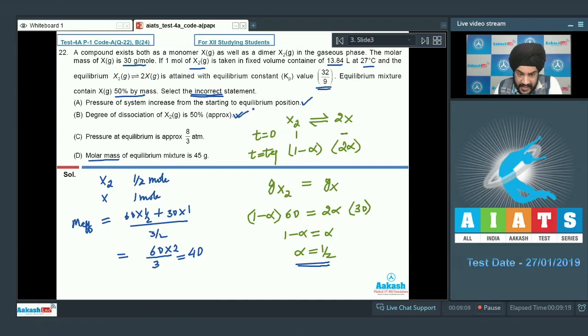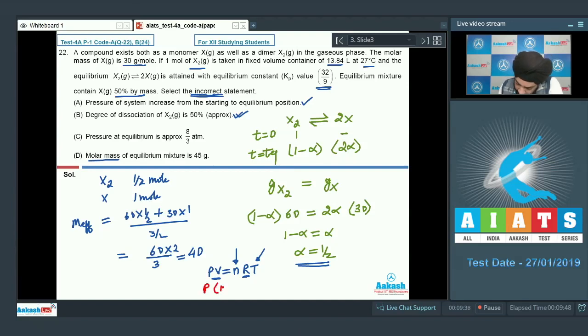The examiner seems to be interested in the pressure at equilibrium. So students, we can use the ideal gas equation in this case. So we have PV equal to nRT. At equilibrium, the number of moles is known to us. The temperature is given to us, it's 300 Kelvin. The value of R is also known to us, and the volume is also given to us, which is 13.84.